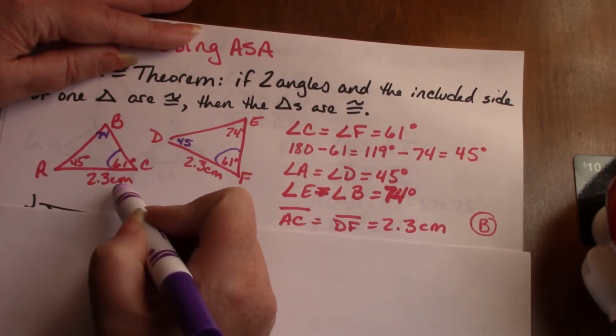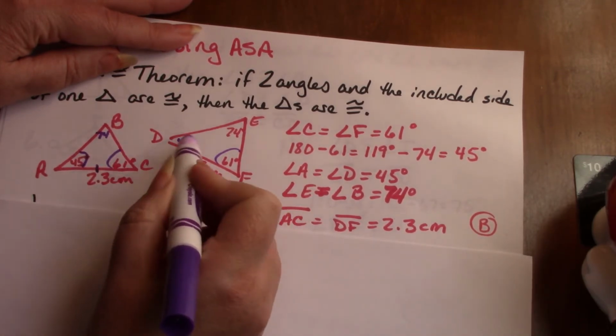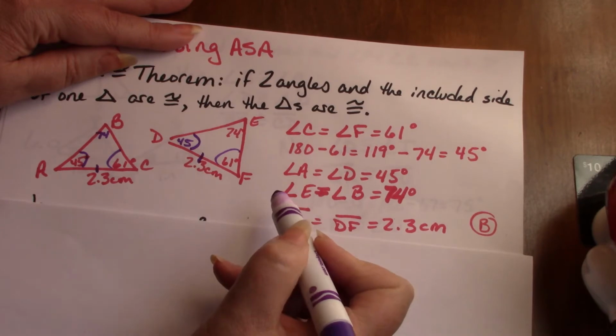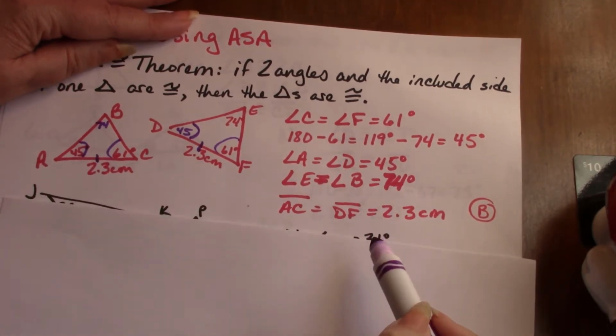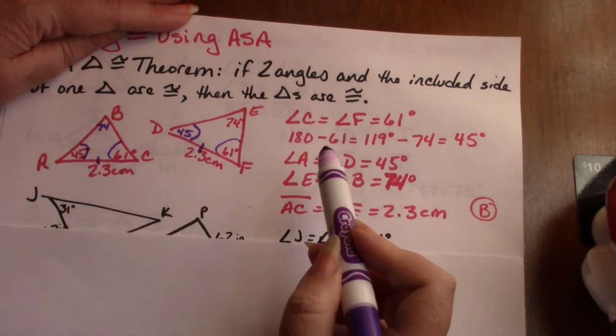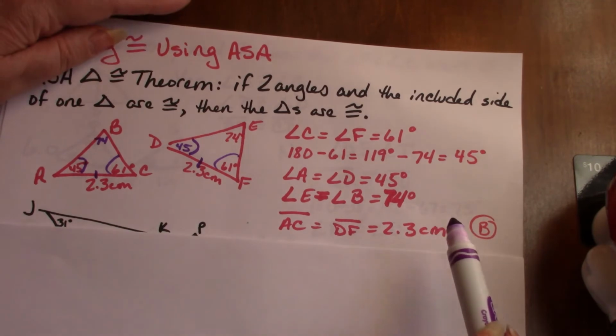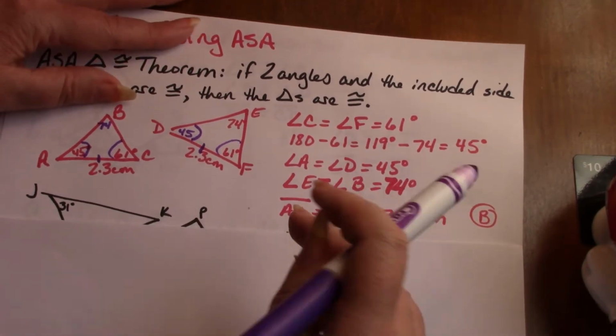And then having one included angle, side, angle, you've got these three that line up with these three. Because of that, you know that triangle ABC is congruent to triangle DEF. Pause here and look at B and see if you can duplicate that.